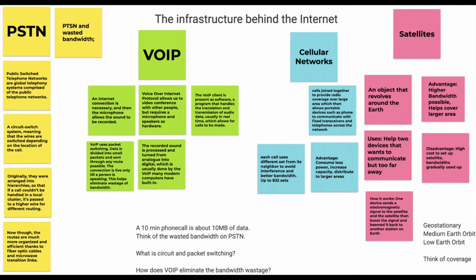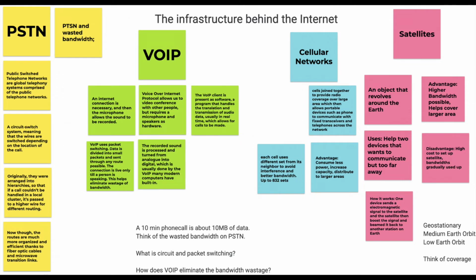Now each cell tower uses a different set of frequencies from its neighbor to avoid interference, and what they want to do is get a better bandwidth connection made, and that's where you can have cell towers which are often 2G, some are 3G, some are 4G, and now obviously 5G ones as well. Lots of different sets can be made, but we don't need to know about these sets at all. Now the advantage is these consume less power, increase capacity, distribute to larger areas. You don't need to put cables all over the place. So there's benefits for cellular networks as well.